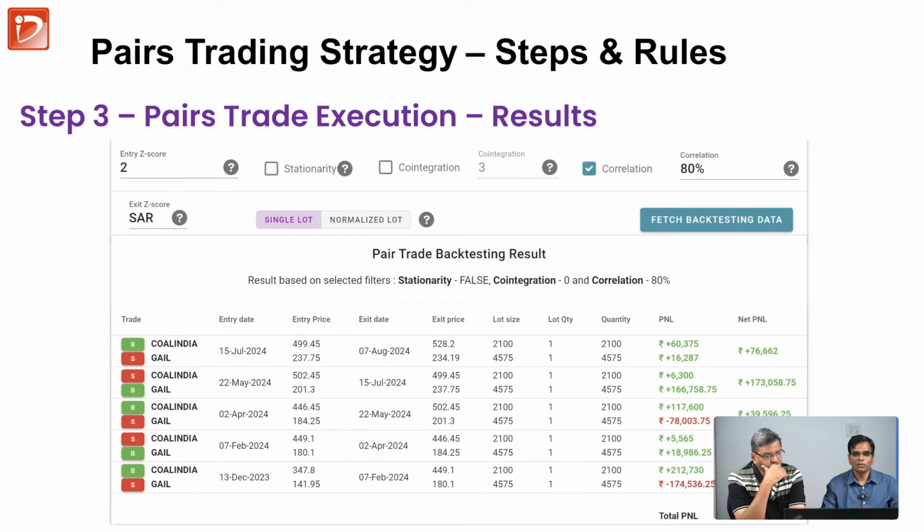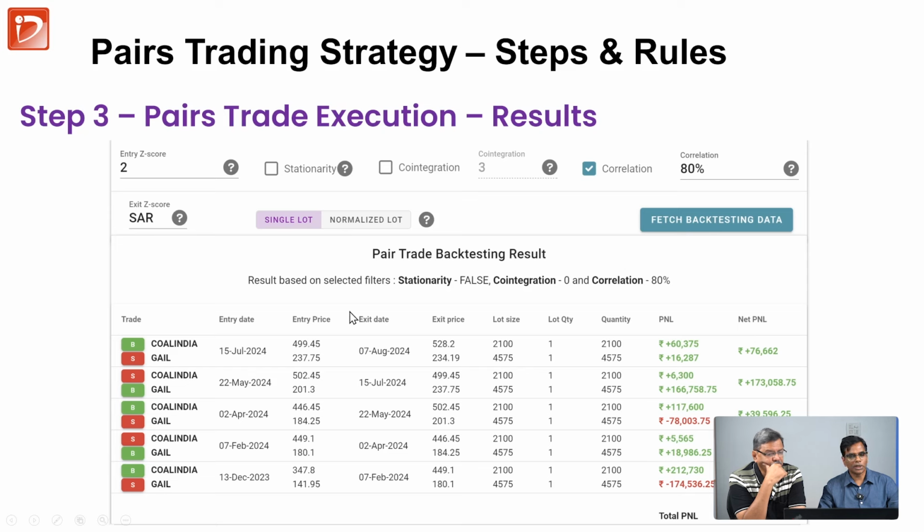Now you can see my entry into this is based on Z-score and, when correlation is 80%, just one factor in this case. Even in the backtest you can pick and choose how you want. Let's say I want to enter only if stationarity is there and cointegration is there. For cointegration, there are 3 different values you can choose, and only then I want to enter this trade. I entered this trade only with 80% correlation, which is the default in this backtesting.